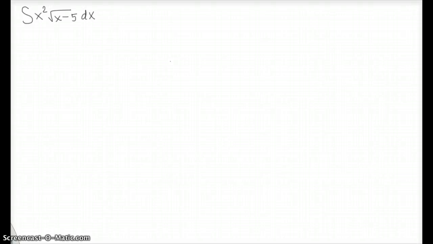Okay, so this is for number 4. It's pretty complicated, so everyone try and stay with me here. And they want us to solve this using integration by parts. So we want to try and find a dv, and we want to identify our u.